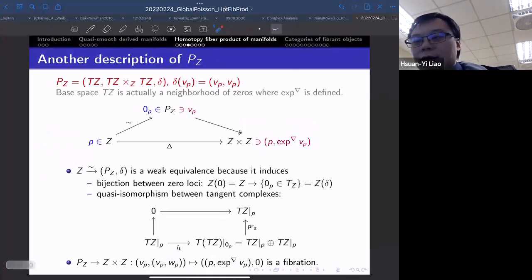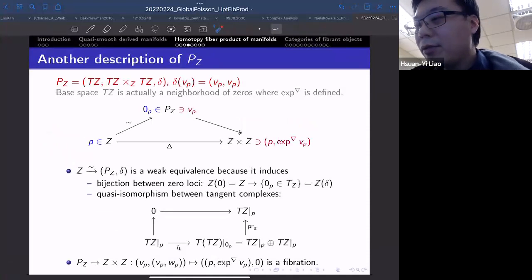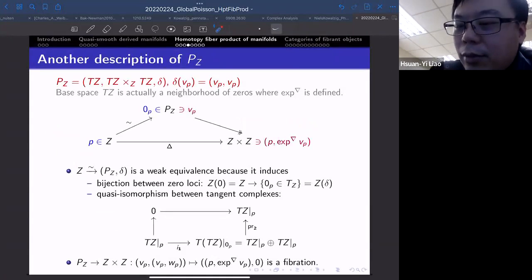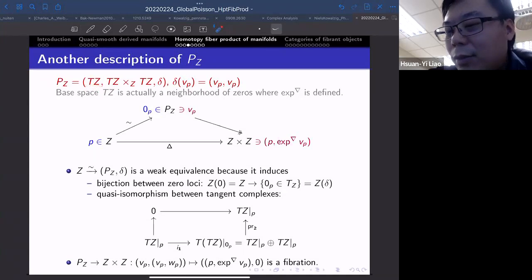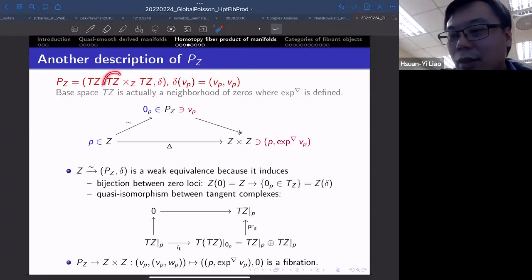And here is another description of my vectorization. If you don't like path space, I can give you another description. What I said is the same as this. The base, you can think of the base manifold as a tangent bundle. Well, precisely, it is actually a neighborhood of zeros in this tangent bundle. And the total space is the pullback bundle, the tangent bundle along the natural projection. This is the total space.